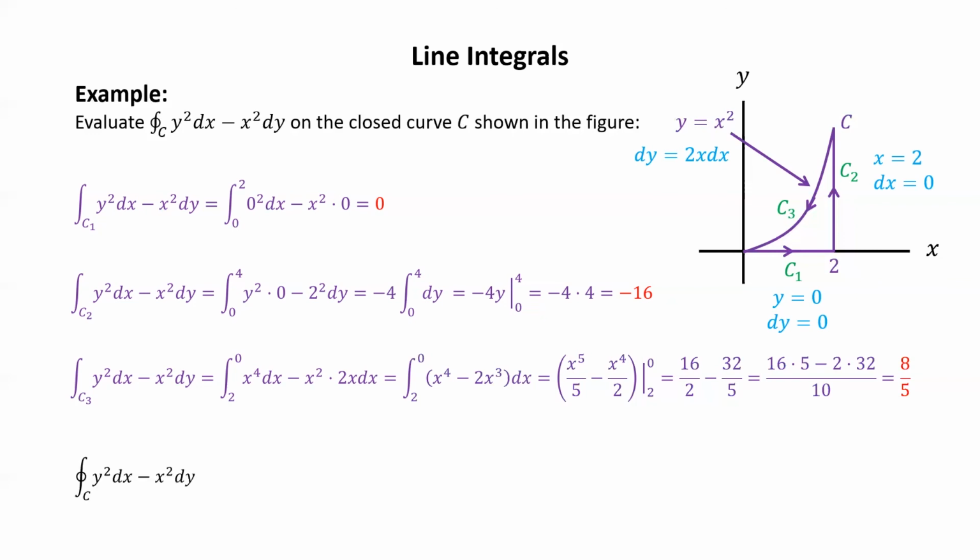Finally, the line integral over C of y squared dx minus x squared dy is the sum of the three answers we just got, 0 minus 16 plus 8 fifths, which comes out to negative 72 over 5.